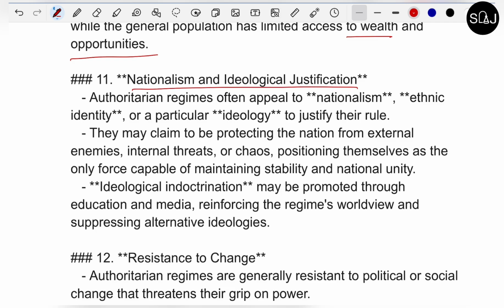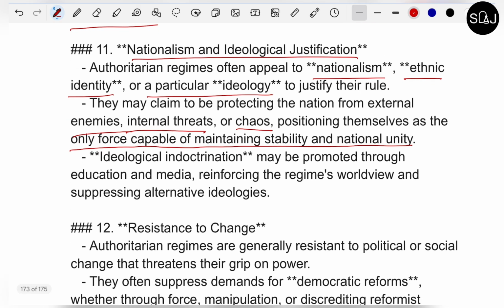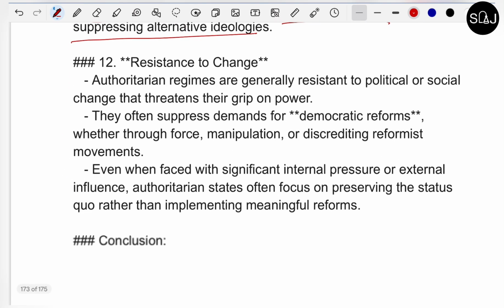Authoritarian regimes often appeal to nationalism, ethnic identity, or a particular ideology to justify their rule. They may claim to be protecting the nation from external enemies, internal threats, or chaos, positioning themselves as the only force capable of maintaining stability and national unity. Ideological indoctrination may be promoted through education and media, reinforcing the regime's worldview and suppressing alternative ideologies.